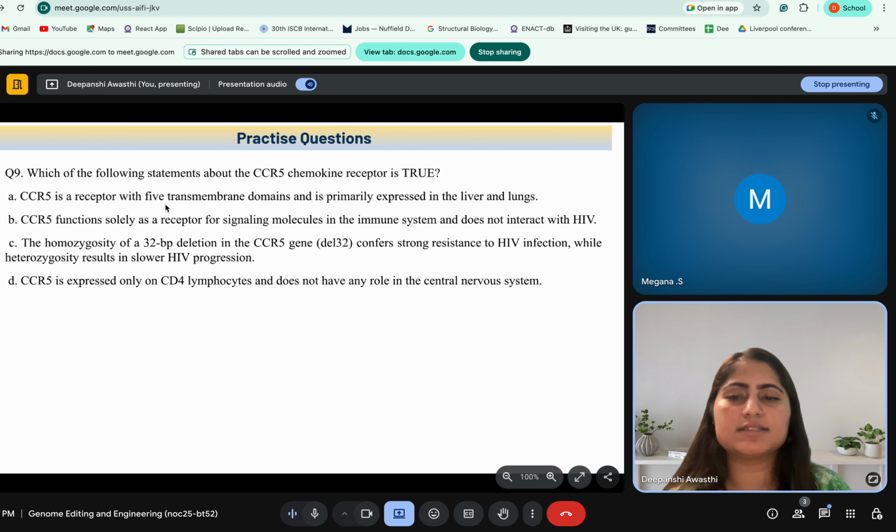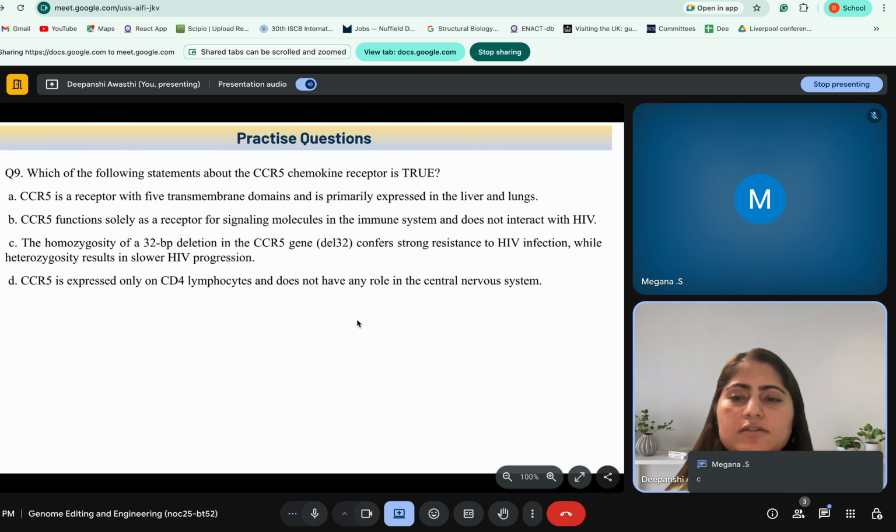Option A, CCR5 is a receptor with 5 transmembrane domains and is primarily expressed in liver and lungs. Option B, CCR5 functions solely as a receptor for signaling molecules in the immune system and does not interact with HIV. Option C, homozygosity of a 32 base pair deletion in the CCR5 gene, which is del 32 or delta 32, confers strong resistance to HIV infection, while heterozygosity results in slower HIV progression. Option D, CCR5 is expressed only on CD4 lymphocytes and does not have any role in the central nervous system.